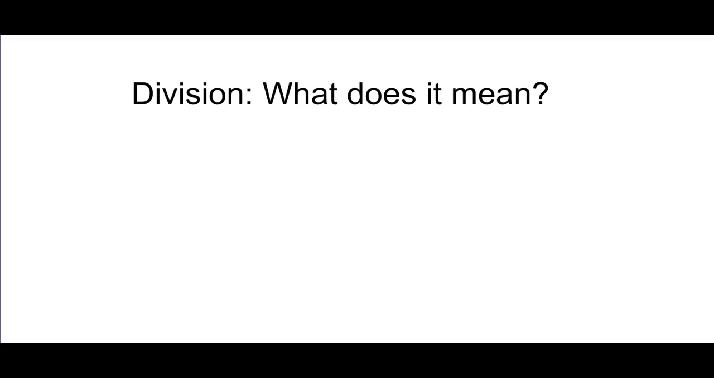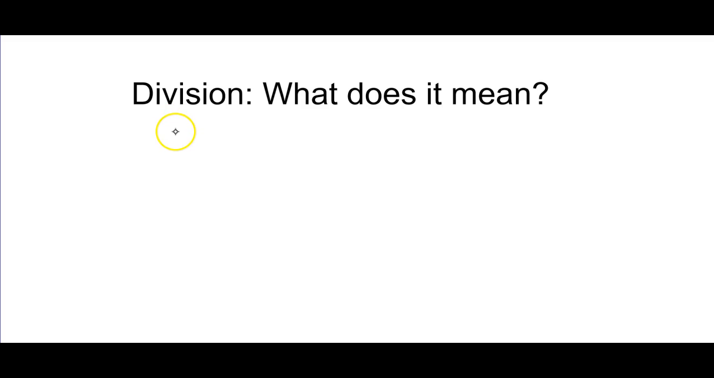The next thing here we're talking about is division. So that kind of wraps up our multiplication and different strategies we can use with multiplication. Let's look at some division strategies. So first, division, what does it mean? And we said multiplication meant repeated addition or the simplification of addition. Division is kind of the opposite there. It means the repeated subtraction or the simplification of subtraction.